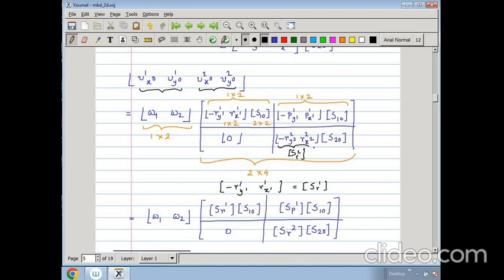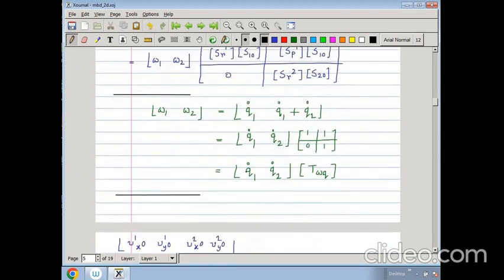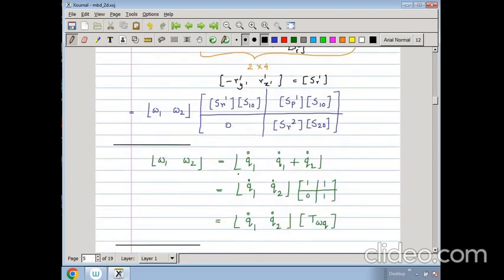This would be SR2. So you write it like this. So you are getting a nice pattern, and you know that omega 1 is Q1 dot and omega 2 is Q1 dot plus Q2 dot. So this is Q1 dot, Q2 dot, this matrix. If you multiply this to this, you get this, and if you go again through this and this, you get this. So this is Q1 dot, and you call it T omega Q.